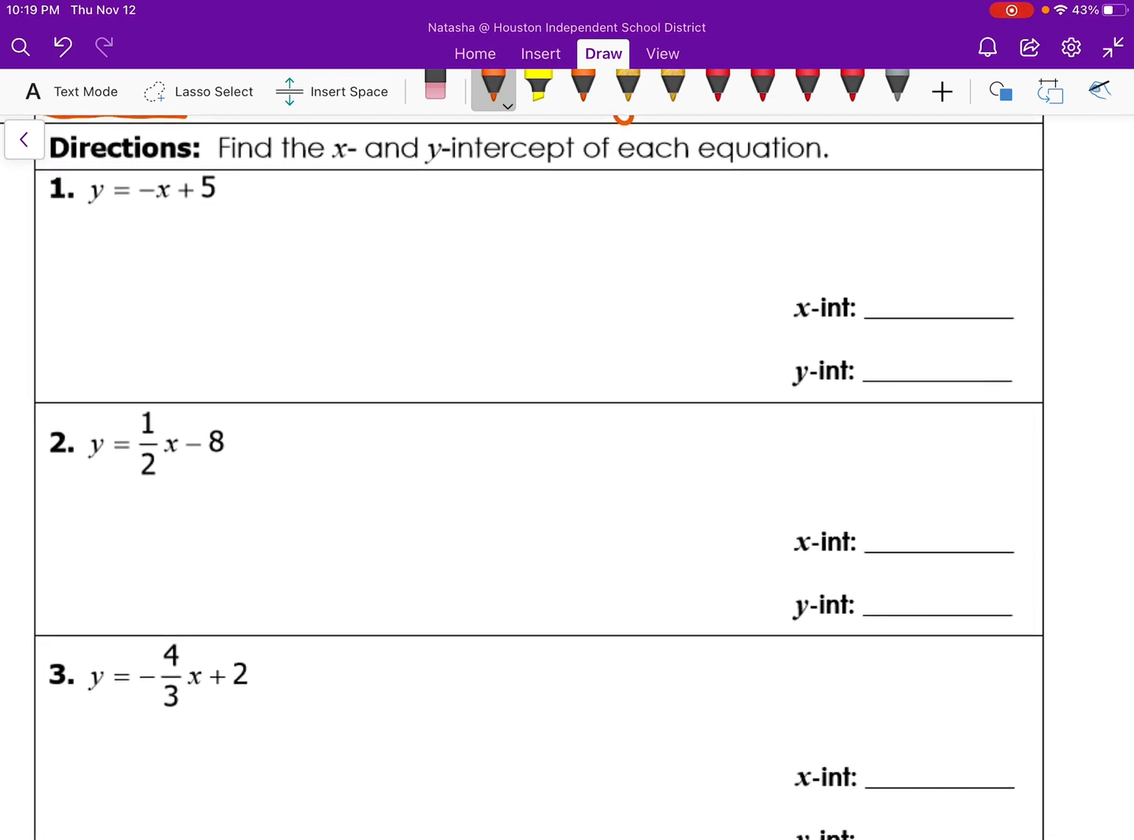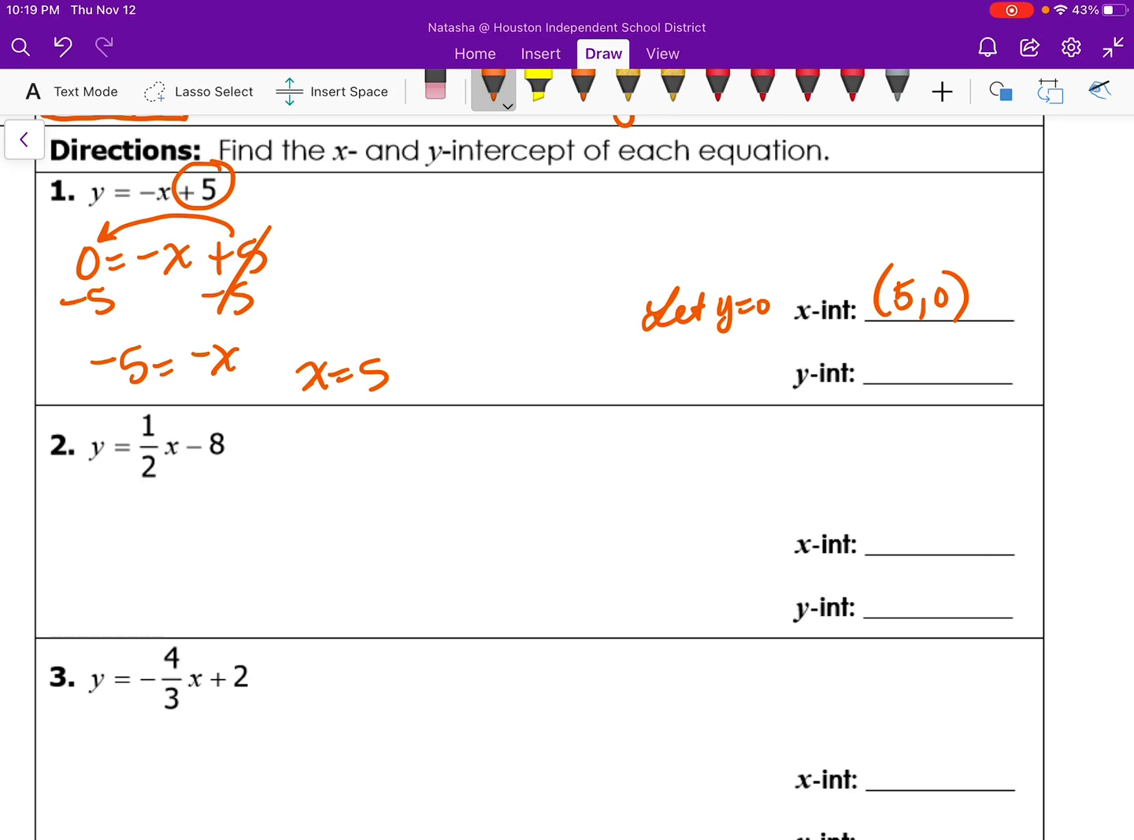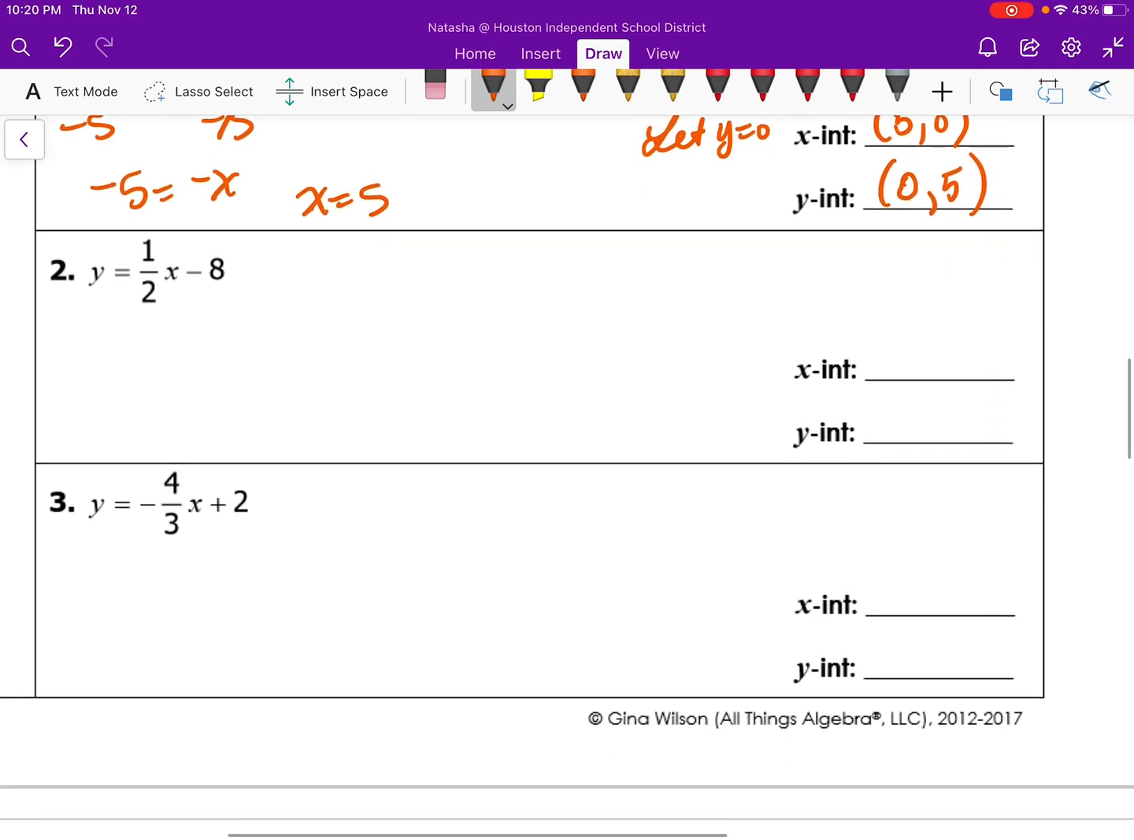Let's go ahead and do one here. So the x and y intercepts of each equation. So our first one, our x-intercept, we're going to let y equal 0. So I'm going to come in here and I'm going to say 0 is equal to negative x plus 5. We're going to move the 5 over, so we're going to subtract since it's positive. That becomes negative 5 is equal to negative x. We're going to divide by negative 1. So that's going to give me x is equal to 5. So that's going to be 5, 0. We already know, looking at our b value, that our y-intercept here is going to be 0, 5. Okay? In that situation, it kind of worked out rather nicely for us.